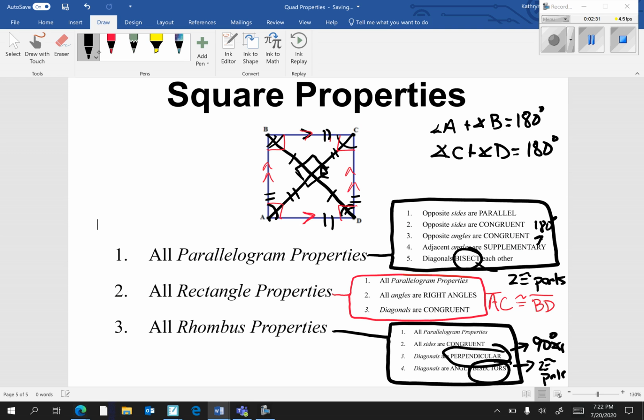So, for example, BD is a diagonal that cuts the angle D into two congruent parts, and it cuts all the angles into two congruent parts.